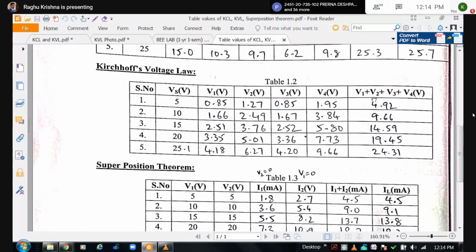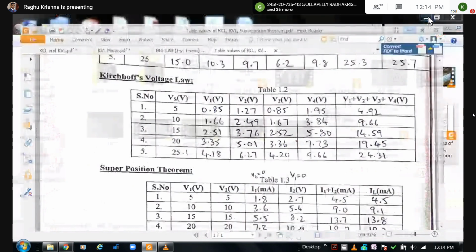Sir, exactly it's not coming, sir. V1 plus V2 plus V3 plus V4. Vs is equal to V1 plus V2 plus V3 plus V4. Yeah, so here it is practical values. This may differ. The resistor we are using will have a tolerance of plus or minus 5%.